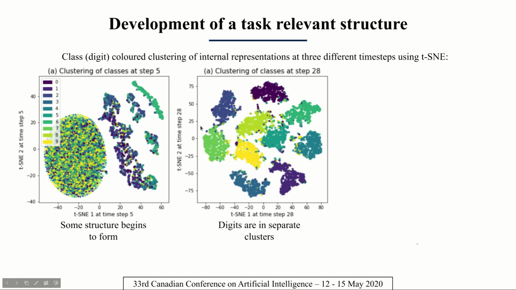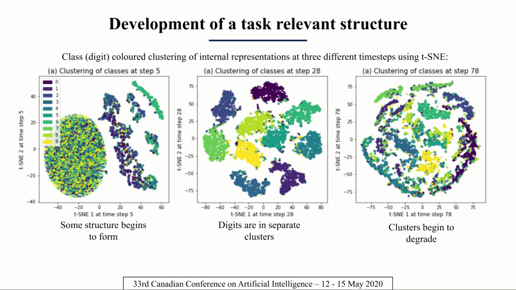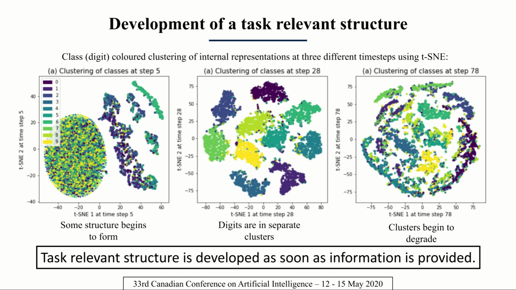At time step 28, so when the classification takes place, we see that the digits are clearly separated in clusters. However, as we let the dynamics drift, at time step 78, so after 50 blank lines, we see the clusters begin to degrade. So the task-relevant structure is developed as soon as information is provided. However, this structure is simply not interpretable by the final classification layer.